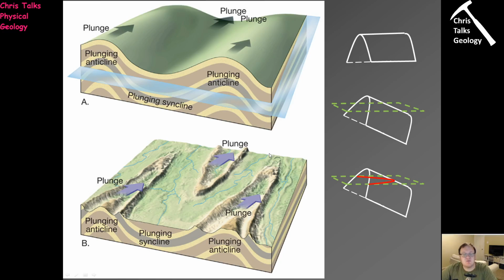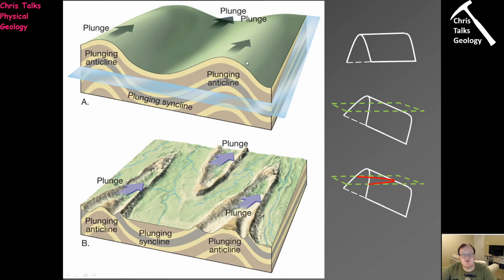So once again, just going back to our plunging folds. So this is our situation. So here's a situation where you can see we have a plunging anticline going this way, a plunging anticline going this way, and a plunging syncline going this way. Okay, so these are our folds. You can see there's our anticline, there's our anticline, and here's our syncline.